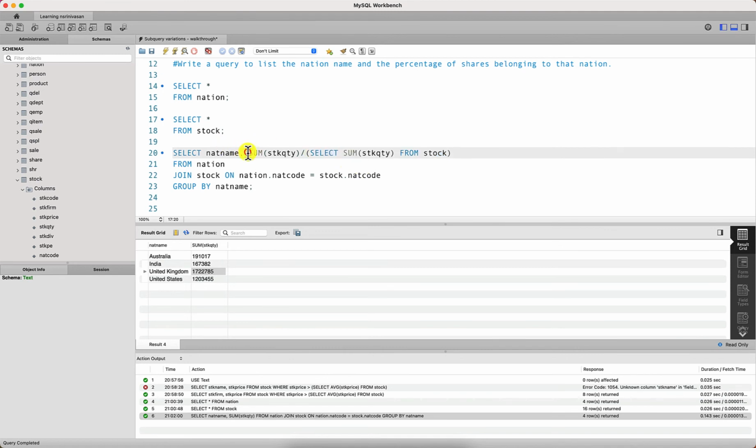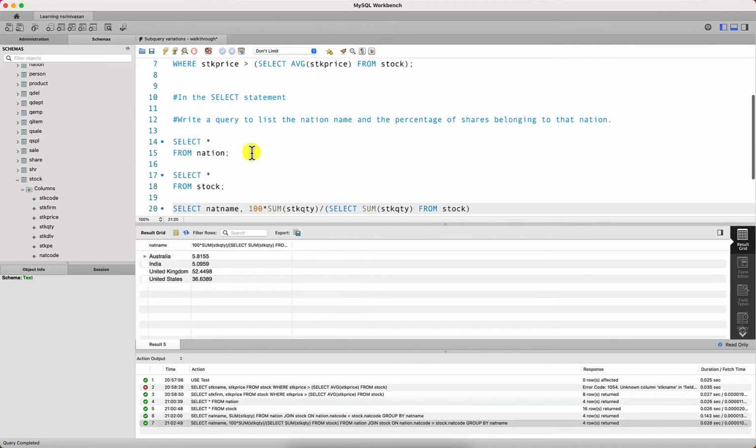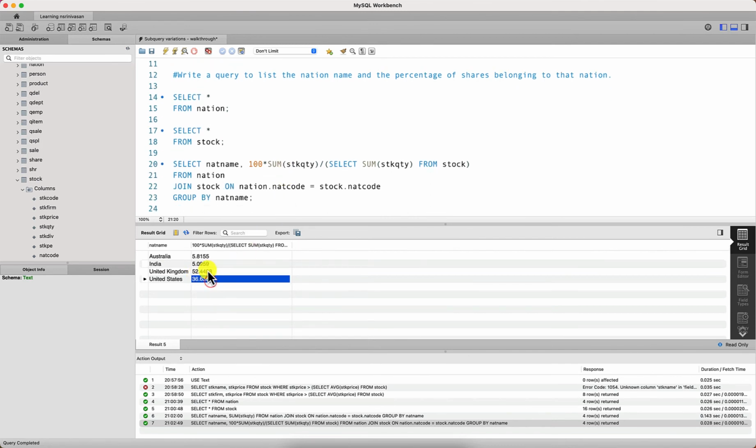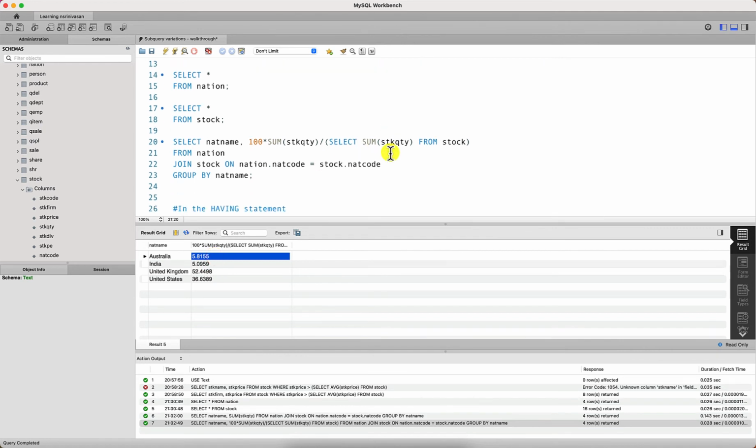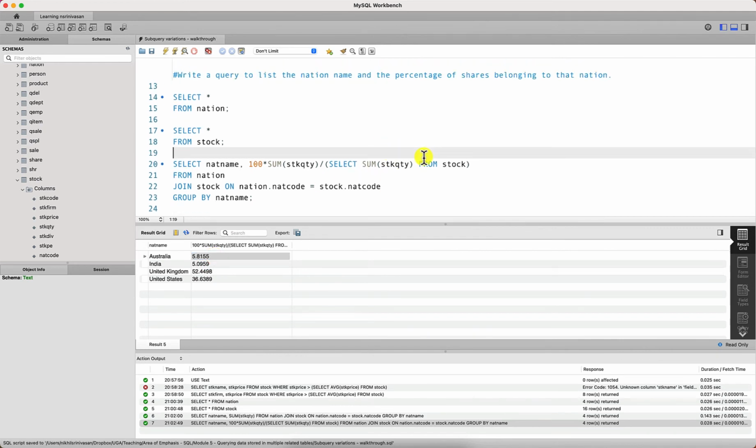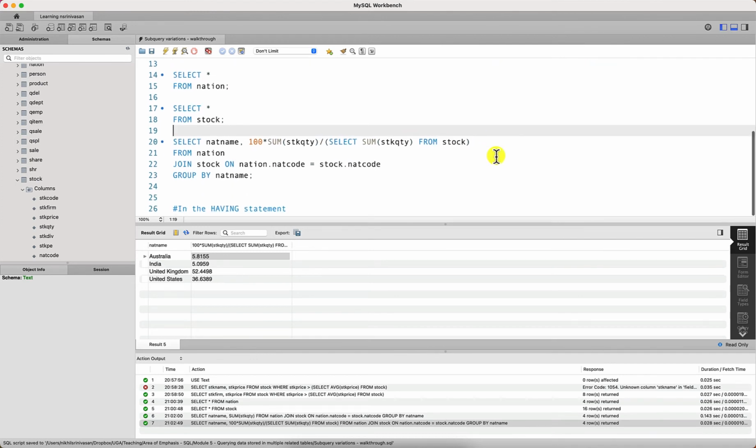If I multiply this number by 100, you will see that I get the stocks as a percentage. I can see that the UK has 52% of all stocks, USA 36%, India and Australia about 5%. This is an example of how to use the subquery in the select clause, giving us a way to calculate a percentage.